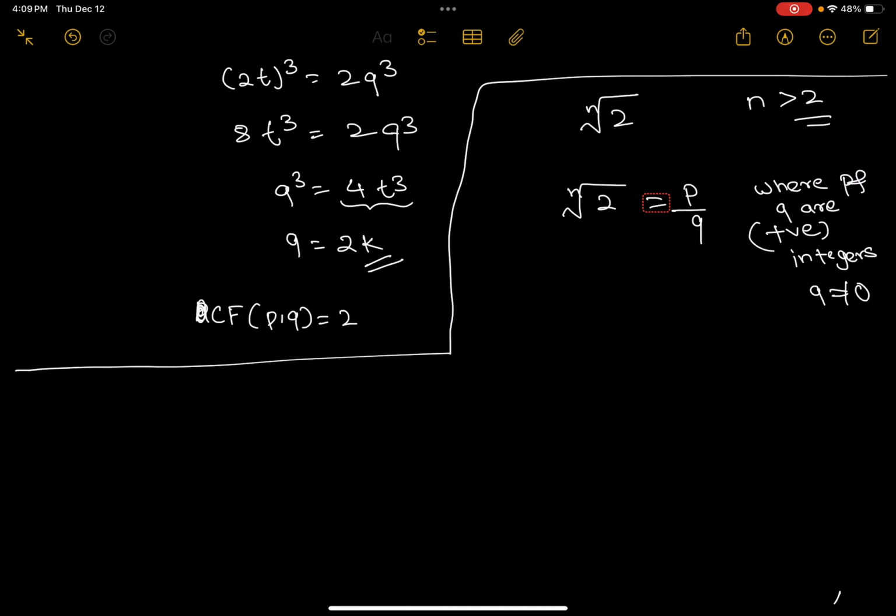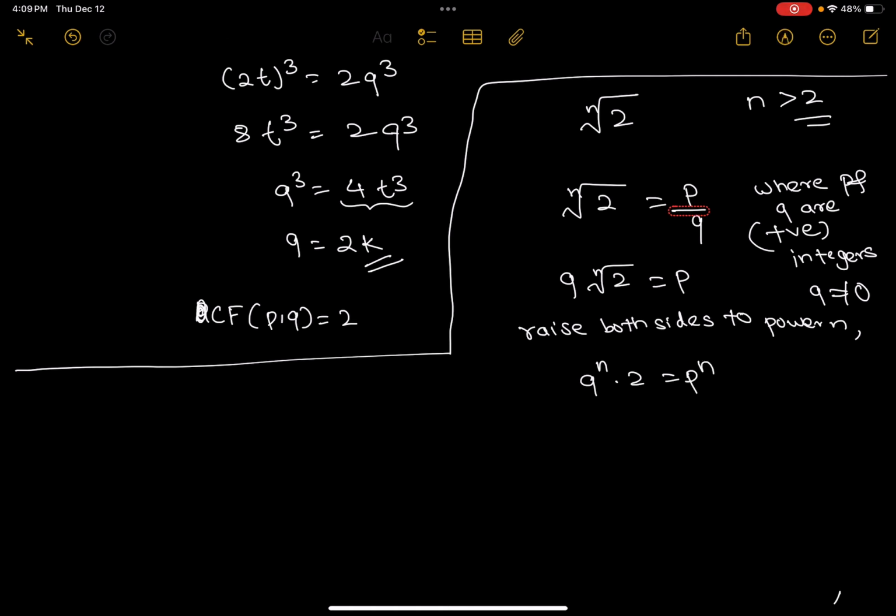So now I can take q to the other side, so this becomes q times the nth root of 2 is equal to p. If we raise both sides to the power n, I can write it as q to the power n times 2 is equal to p to the power n. I can write it as p to the power n is equal to q to the power n plus q to the power n. So we get this expression.